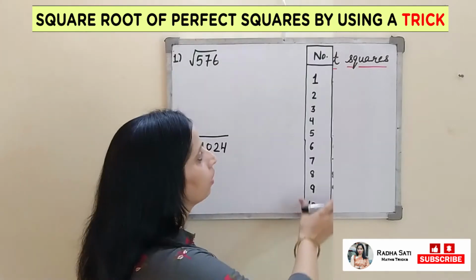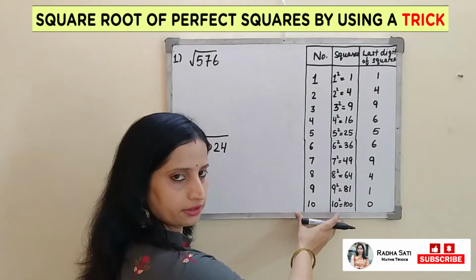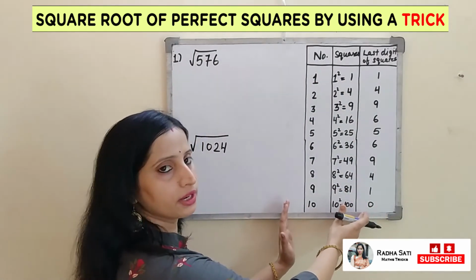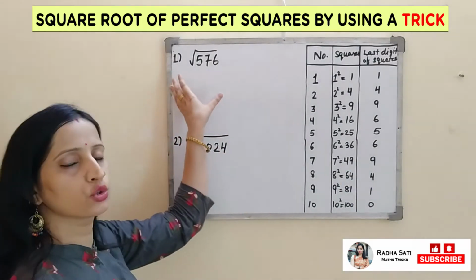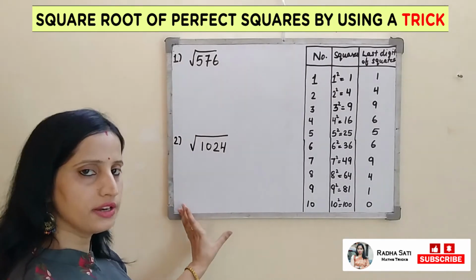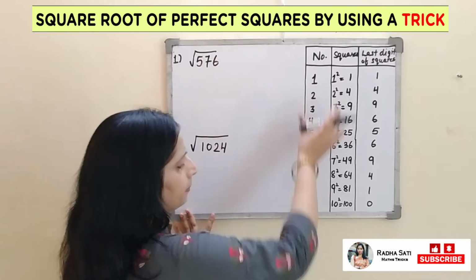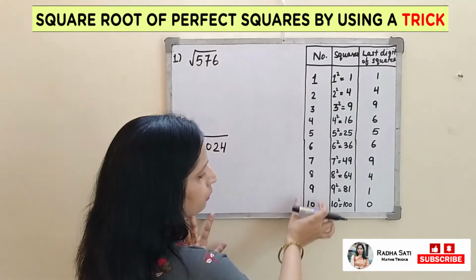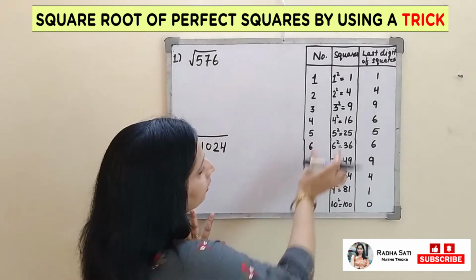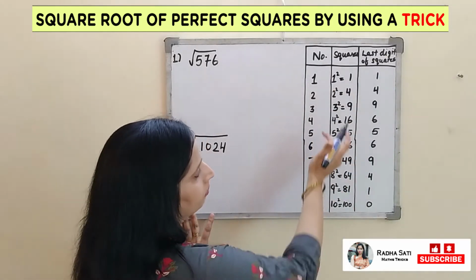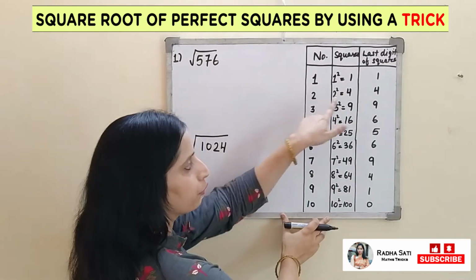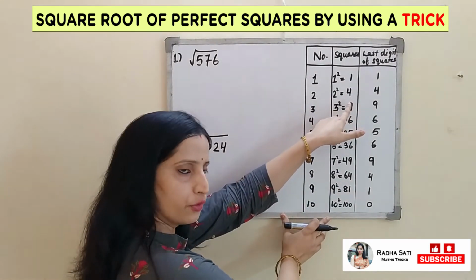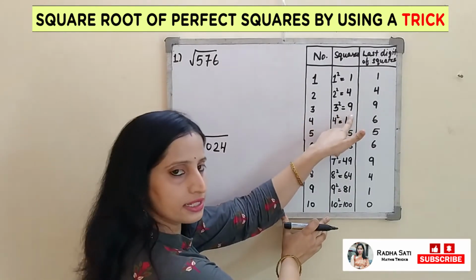Now I have made a table here. By using this table, we will quickly find the square root of these given numbers. First I am explaining this table. These are the numbers from 1 to 10. Here I have written the squares of the numbers. Square of 1 is 1. Square of 2 is 4, 2 twos are 4. Square of 3 is 9.